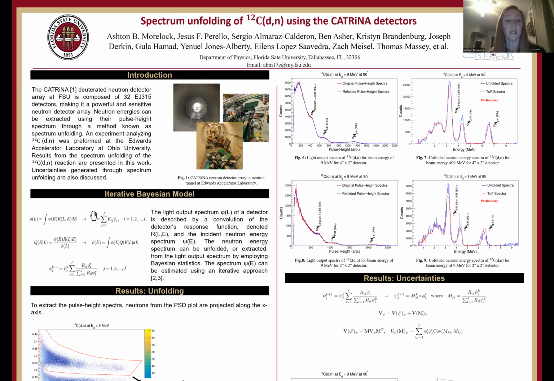Here we have the light output spectrum, or phi of I, as a convolution of the detector's response matrix R and the neutron energy spectra psi. We can then employ Bayesian statistics and an iterative method to solve for our neutron energy spectra. So here we have the (k+1)th estimate of the neutron energy spectra is dependent upon the previous energy spectra estimate, the response matrix, and the light output spectra.